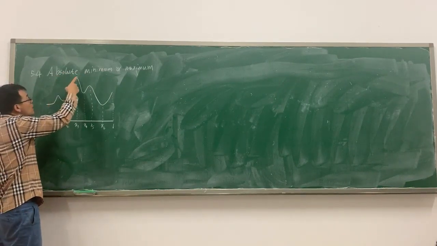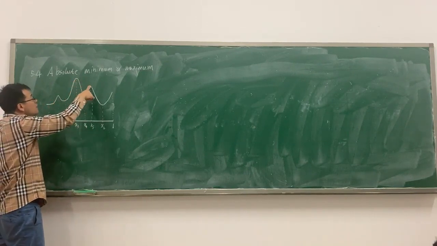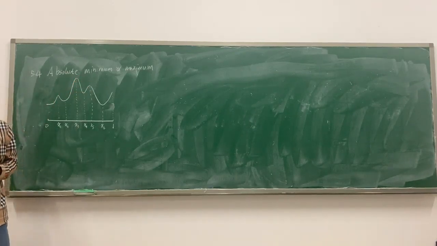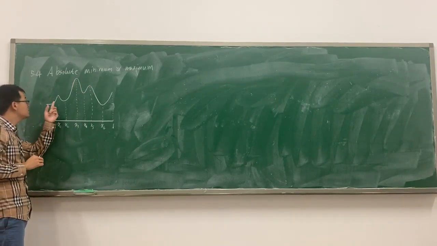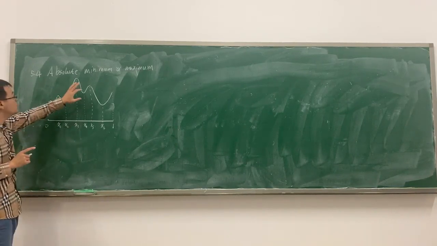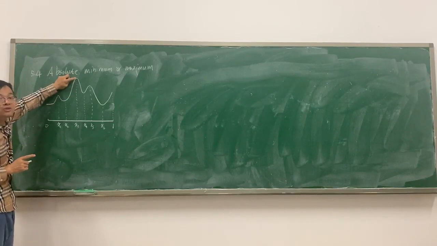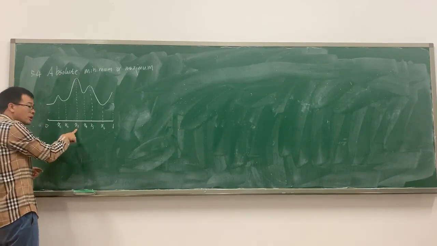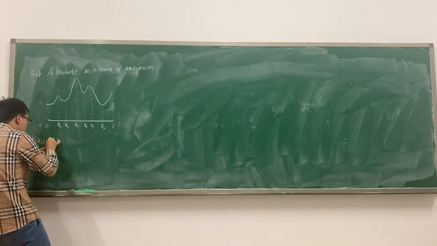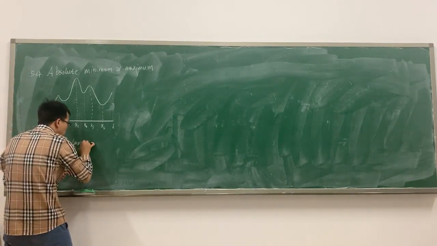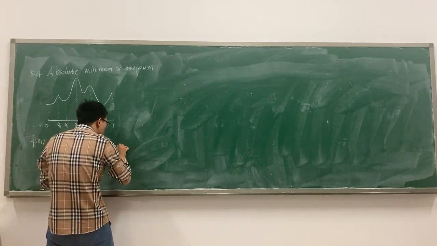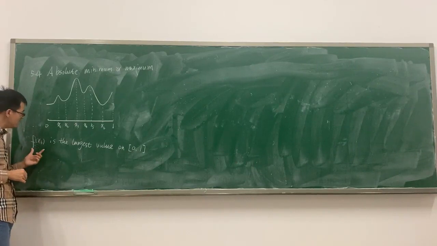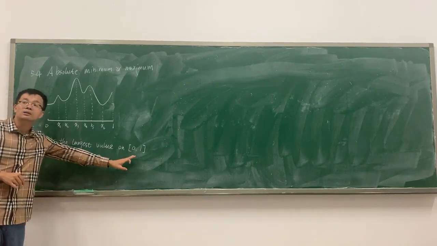So the first, the second, and the third point, these three points actually are relative maxima. But around these three points, this one is the largest value. This one is the largest value, which means in this point, f(x3) is the largest value on the interval 0 to 1. We can see f(x3) is the largest value on 0 to 1.